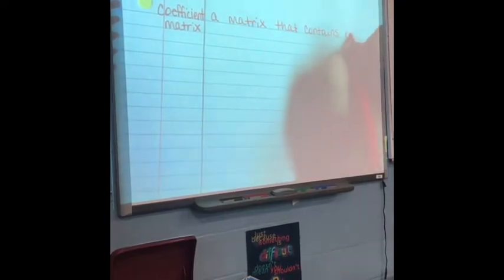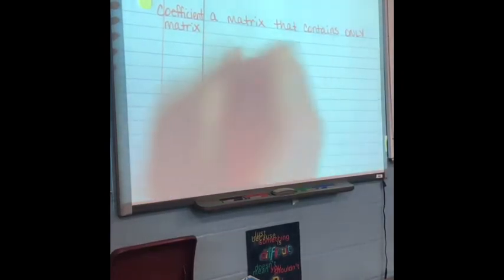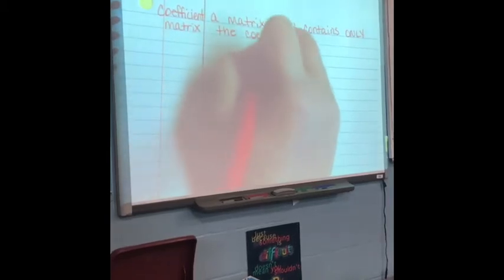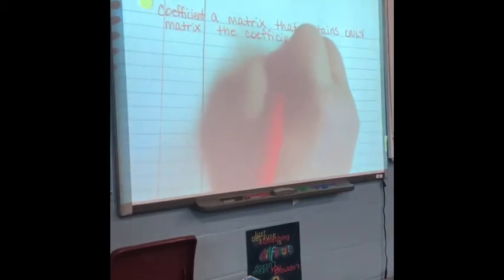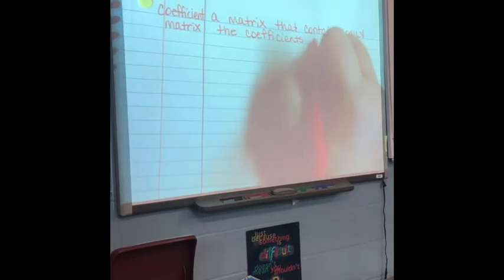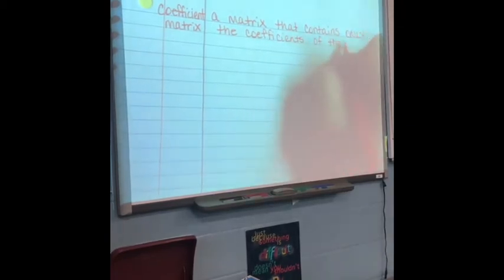Contains only the coefficients of the system.